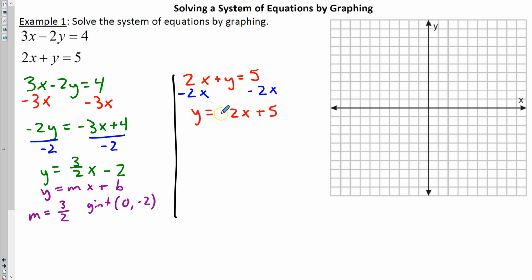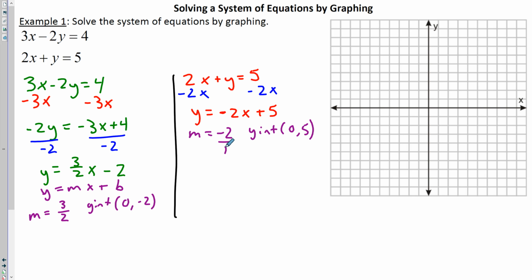And that actually is enough to get it into mx plus b. So again, looking at each piece of it, the y-intercept would be at (0, 5), because our b value is 5. And then the slope, which is the number in front of my x variable, that's negative 2. Or if you prefer to think of it as a fraction, for when we do rise over run, it's negative 2 over 1.